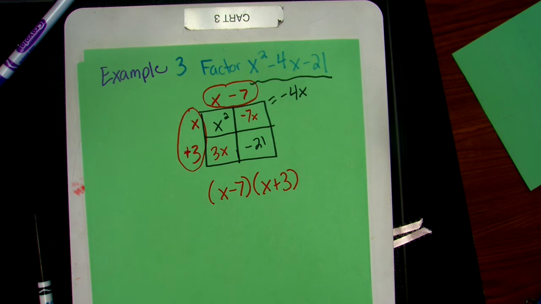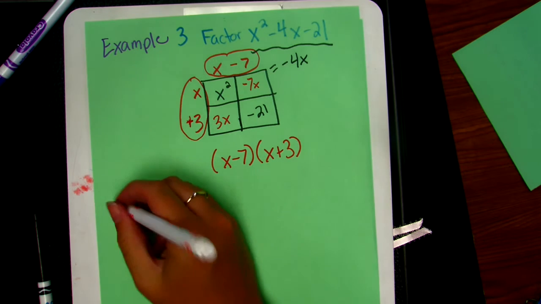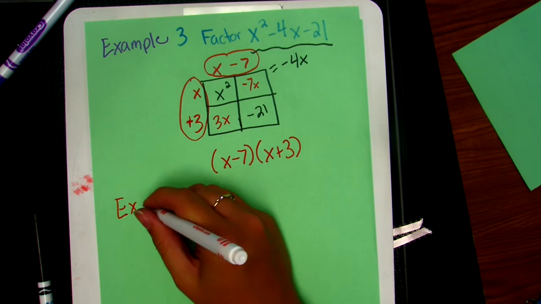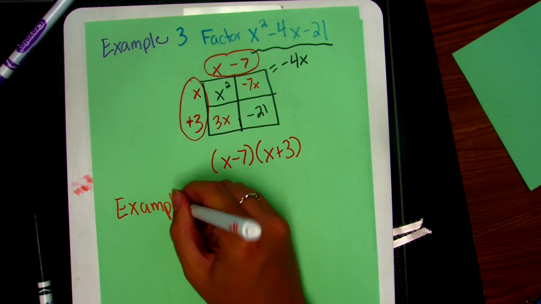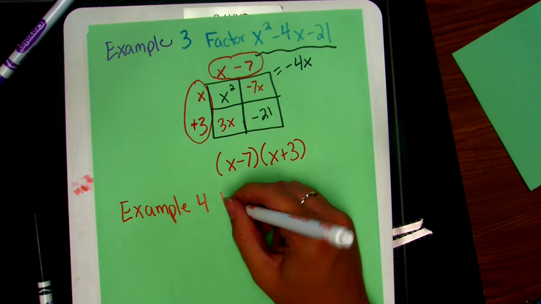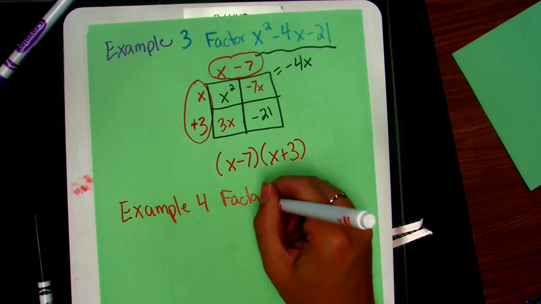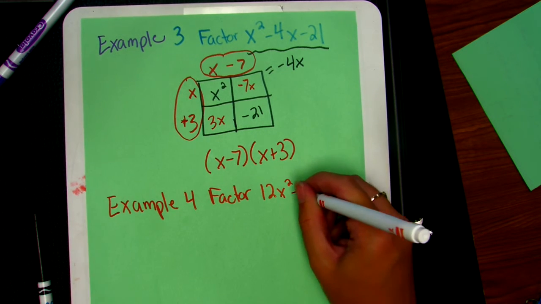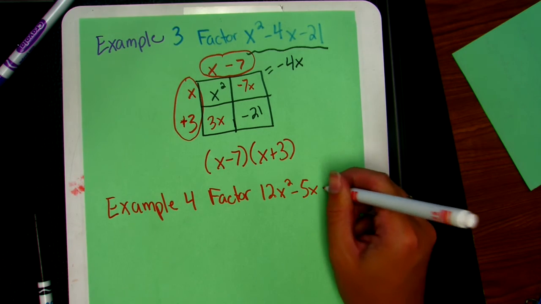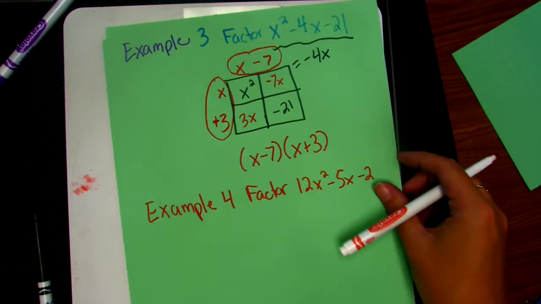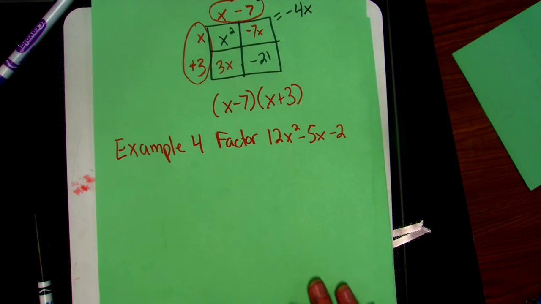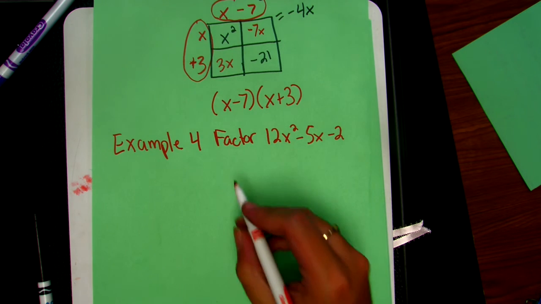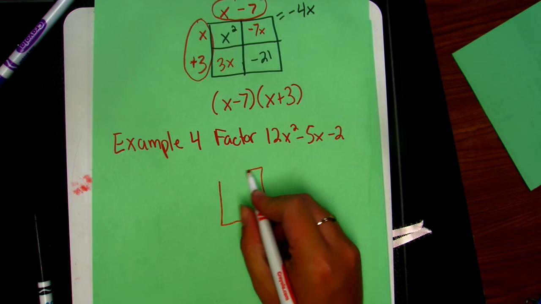Let's look at another example similar to that. We've got example 4, where we want to factor 12x squared minus 5x minus 2. In this case, there are no common monomials that we can factor out. So we are left with our guess and check method.